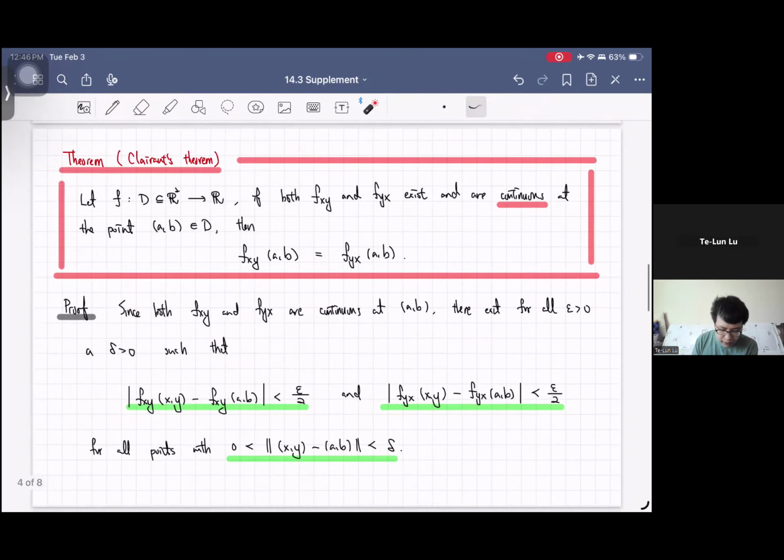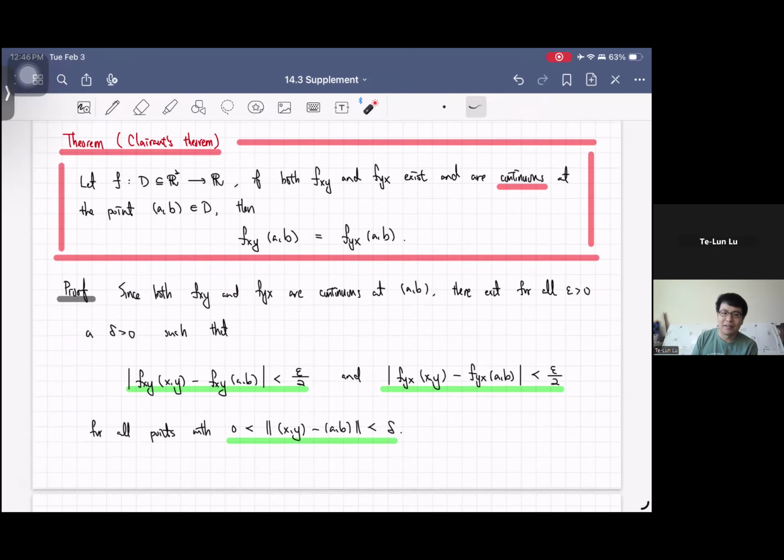Now, for Clairaut's theorem, this proof is kind of fascinating in the sense that we don't really know what we're doing, but it turns out to prove the theorem. Let me state the theorem first. Whenever f is defined on a domain, in this case in R2, but you can do the same thing for Rn, and it is a real valued function, then whenever f_xy and f_yx exist and are continuous at the point (a, b), we always have that f_xy and f_yx evaluated at (a, b) are the same.